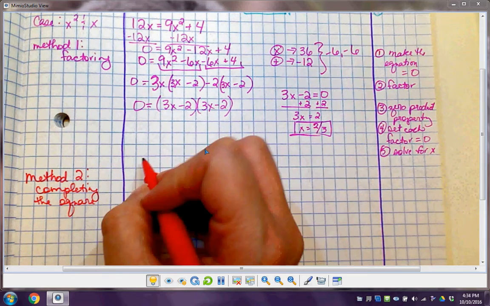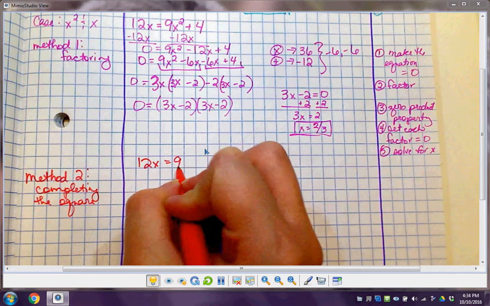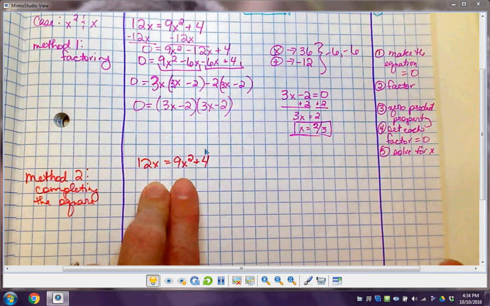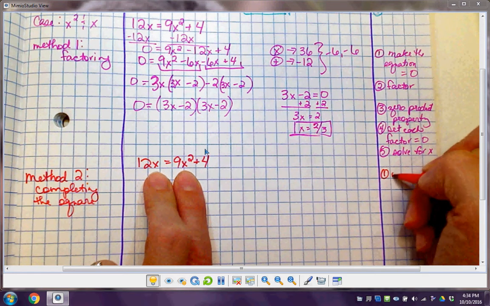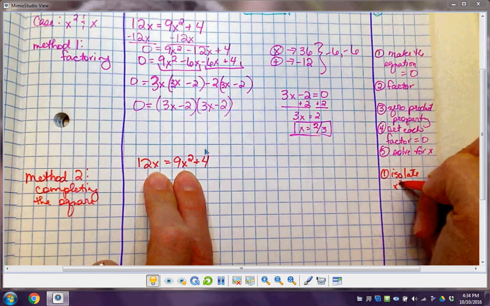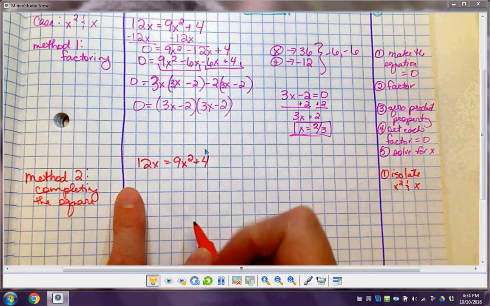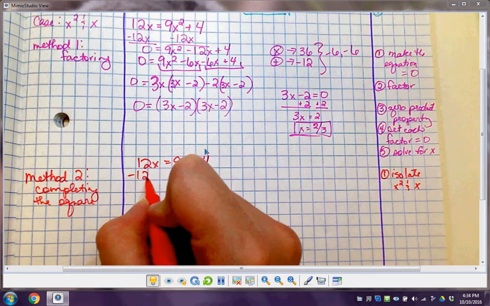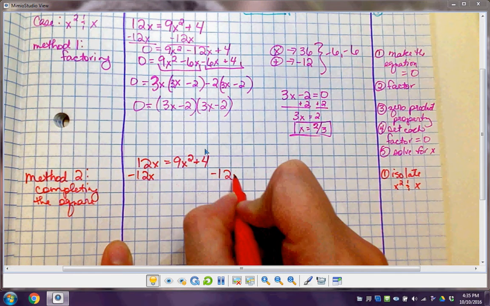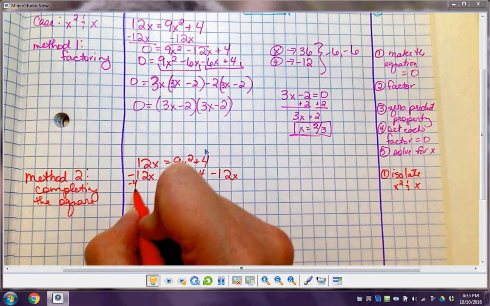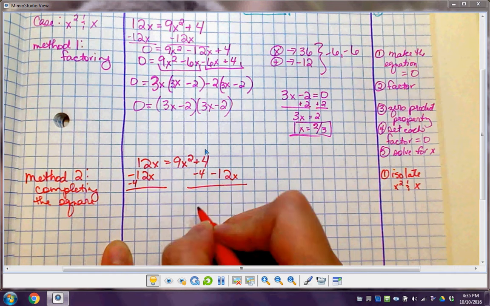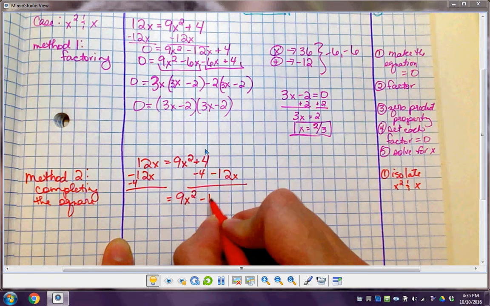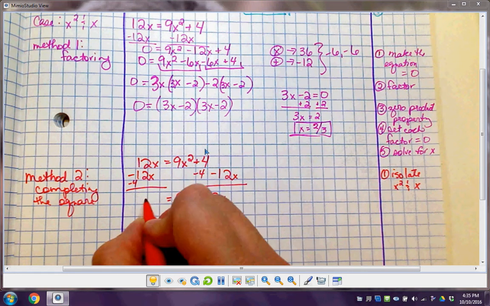All right, so here's my problem. So for completing the square, the first step is to isolate x squared and x. So I'm going to bring the 12x to this side. I'm going to bring the 4 to this side. And again, my goal is to get 9x squared on the right side and the 12x on the right side. And on the left side, we have -4.